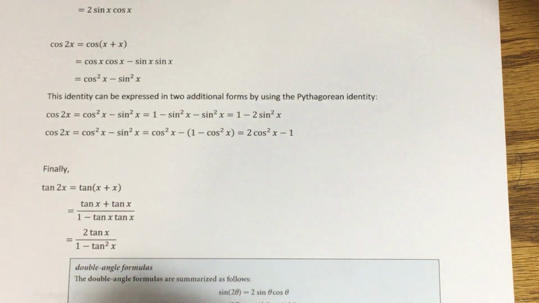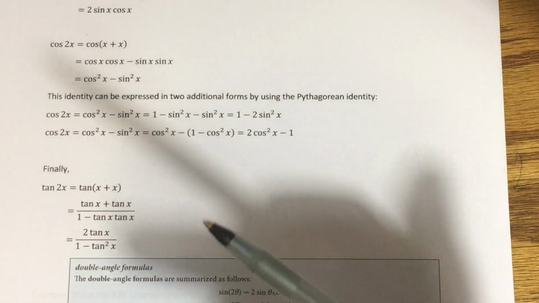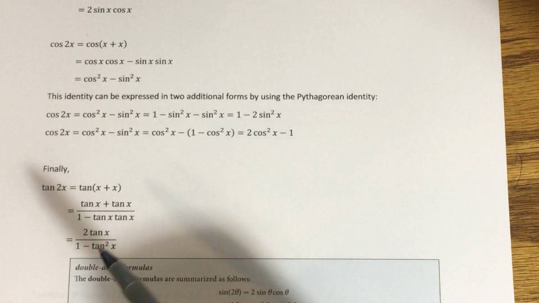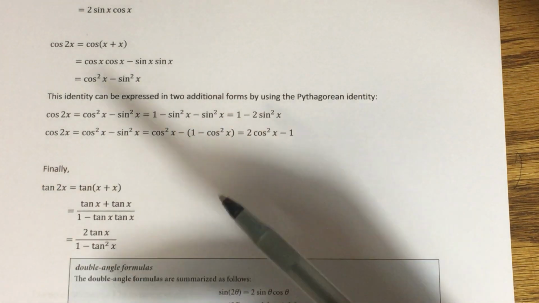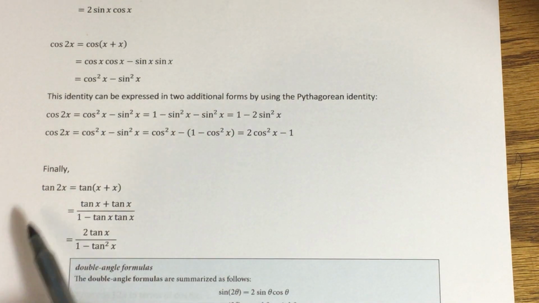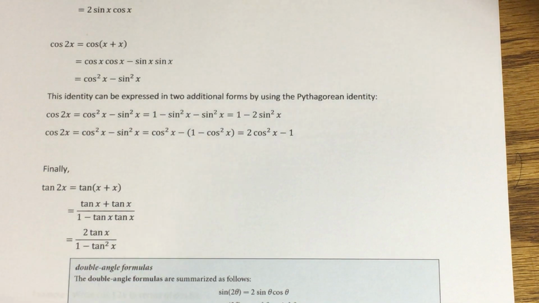So, three different double angle formulas for cosine. It's the only one that we develop more than one double angle formula for, and that's because that ends up being really useful when we're developing the half angle and reduction formulas that come later. Okay, now how do we do tangent of 2x?